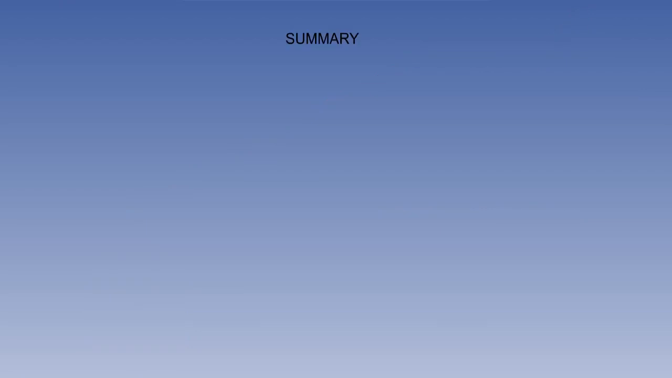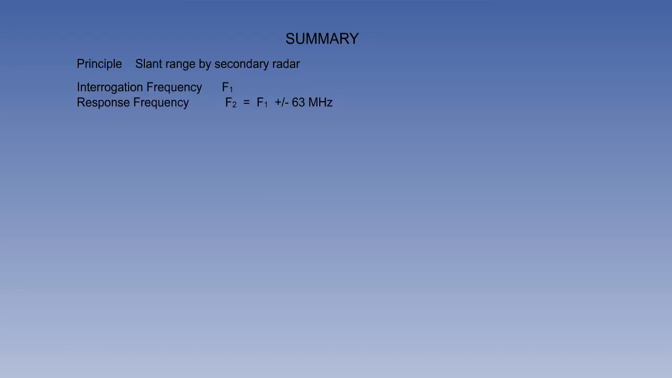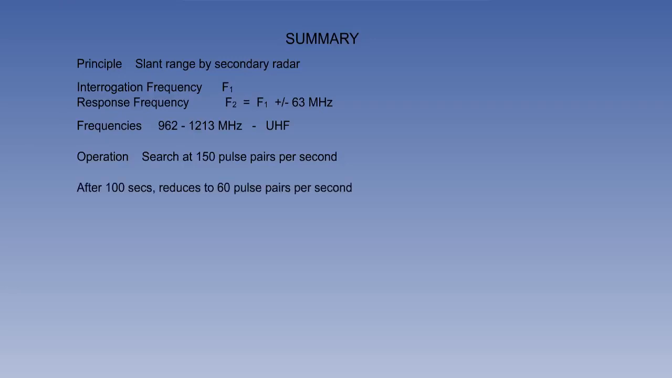Let's summarize this lesson. The principle of DME is that it measures slant range by secondary radar, that is, transponder technique. The aircraft transmits on an interrogation frequency, and the response frequency differs by 63 MHz. The frequencies used are 962 to 1213 MHz in the UHF band at 1 MHz spacing. This provides 252 channels. The transmitter searches at 150 pulse pairs per second for 100 seconds, or until lock-on. If, after 100 seconds, lock-on is not achieved, the search reduces to 60 pulse pairs per second until lock is achieved, or a new channel is selected. At lock-on, the rate reduces to 25 pulse pairs per second.